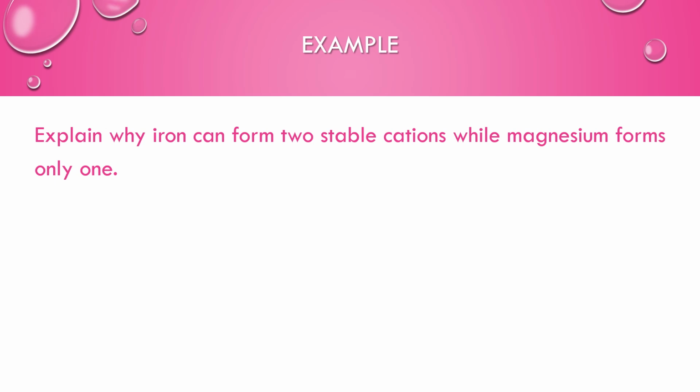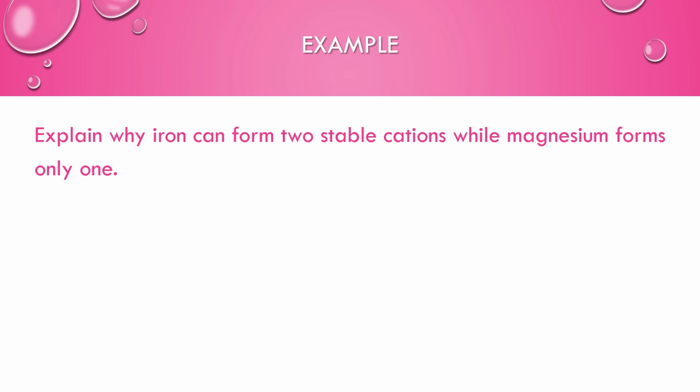Now here's an example of a justification question or an explanation question that could be applied to these sections. Explain why iron can form 2 stable cations, while magnesium forms only 1. A simple explanation could involve that iron is a transition metal, and it has outermost electrons in both the 4s and 3d. Because those sublevels are very close in energy, it could lose electrons from either place with a similar amount of ionization energy.